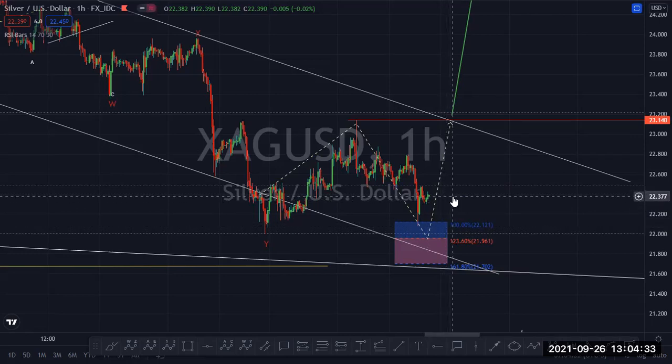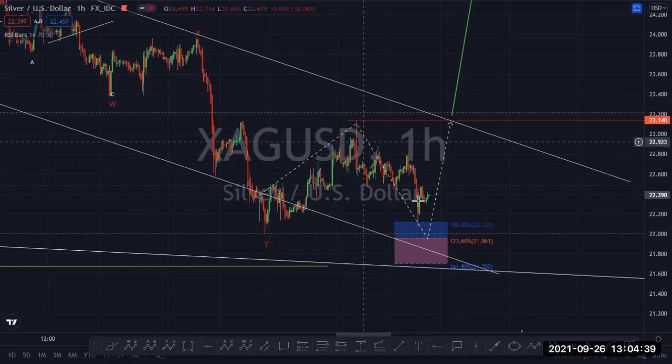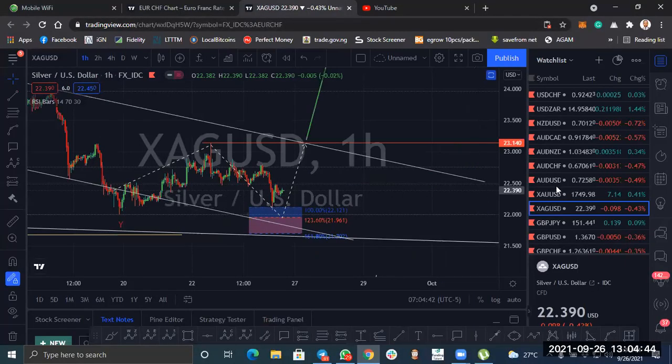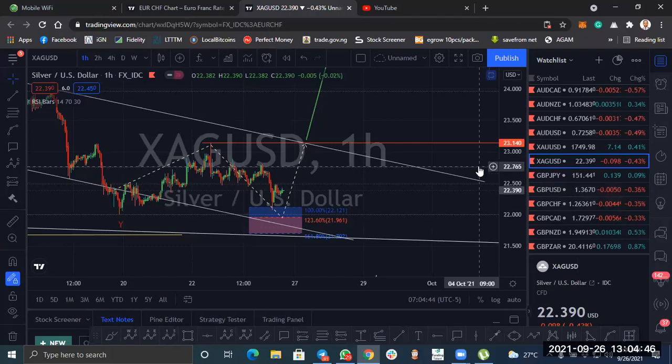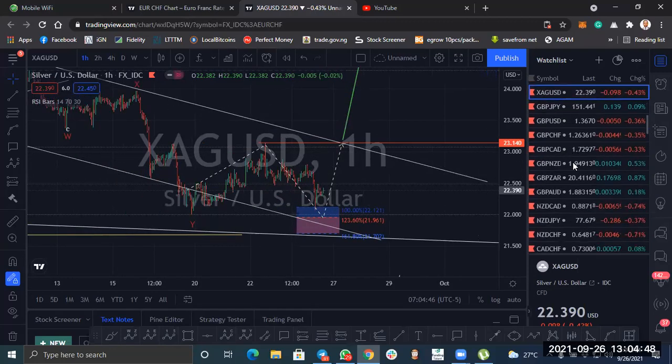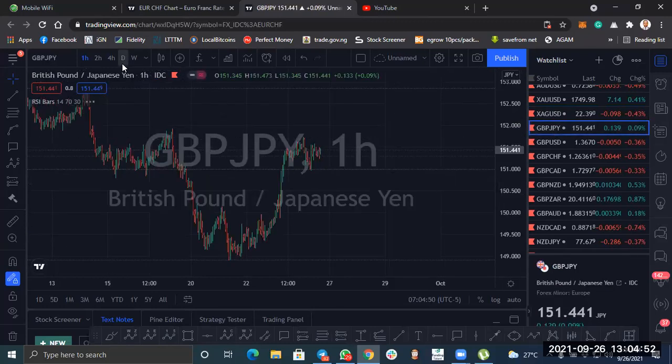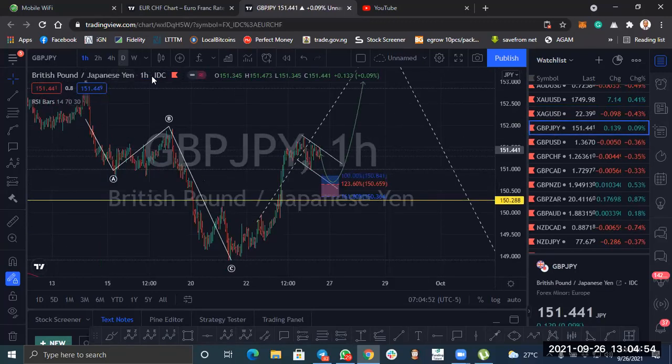The options on silver are fewer than that of gold. So let's go to another page. Pound JPY, sorry, not pounds USD.